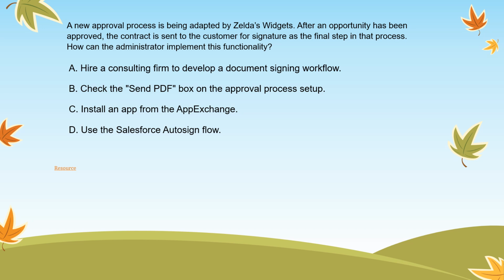So as a Salesforce admin, you would know that there is no Salesforce auto-sign flow. That flow doesn't exist. You would know that the Send PDF box on the approval process setup doesn't exist. You would also know that hiring a consulting firm to develop a document signature workflow is kind of pointless because you know how to make a workflow. The problem is there is no way to send the contract. So what you would need to do is go on the App Exchange and install an app, because the App Exchange is the best marketplace for ready-to-install apps and solutions to all of your problems.